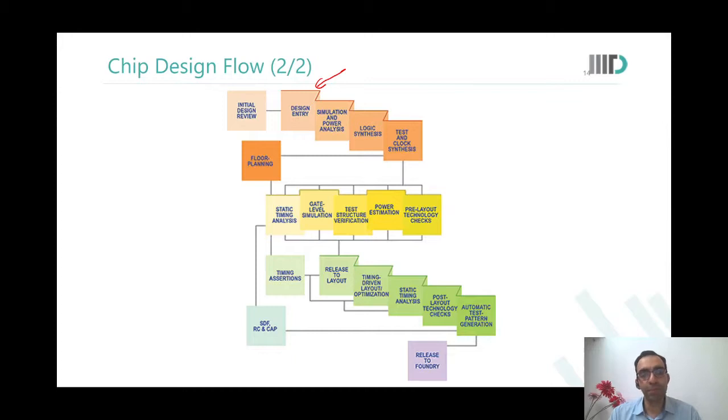Yes, sir. Sir, in this clock synthesis, are you referring to the clock tree synthesis? Yes. And so one more thing.